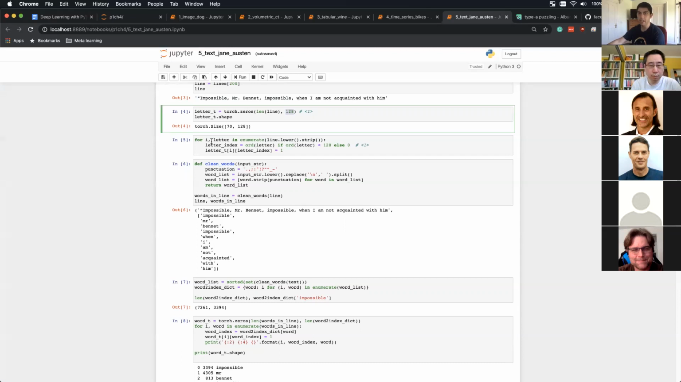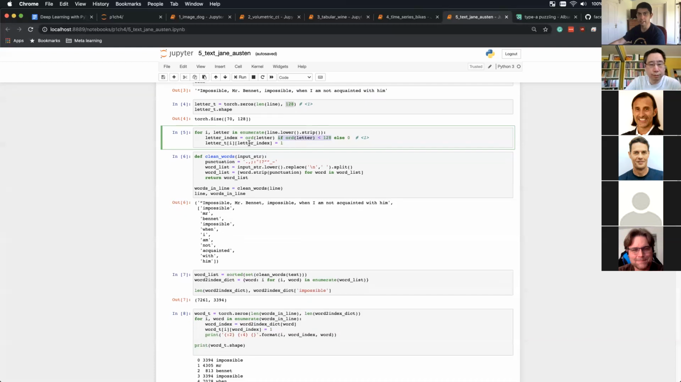And then they are iterating through the text, character by character, and then they are looking at the ordinal values. So that's the A is 1, B is 2, C is 3, etc. So they're doing a check saying if it's less than 128, then we'll give its actual value. If not, we'll just give it a 0. And they're assigning this to this torch tensor that they just allocated.